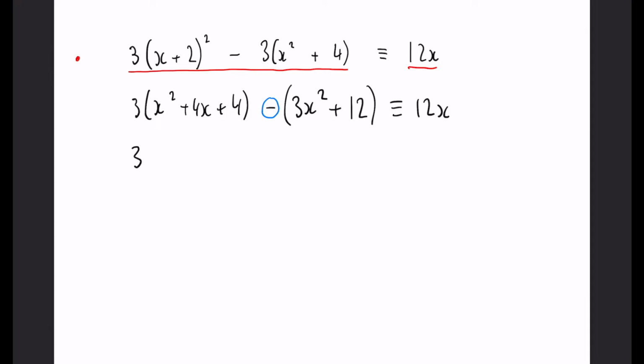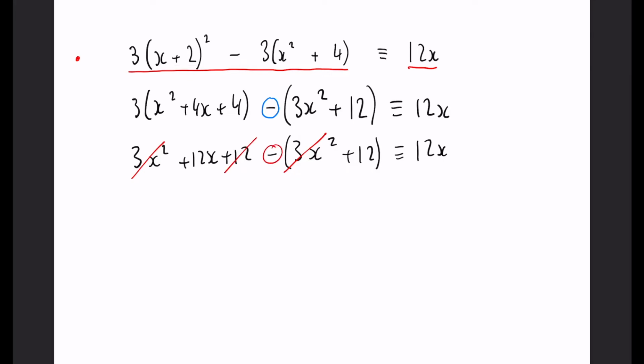factorise this first bracket, we can see that 3 is going to come into it, make it 3x squared plus 12x plus 12 minus (3x squared plus 12) equals 12x. Now you can see straight away we've got 3x squared minus 3x squared and 12 minus 12. That leaves us with 12x equals 12x. And hence that's our final statement proven.